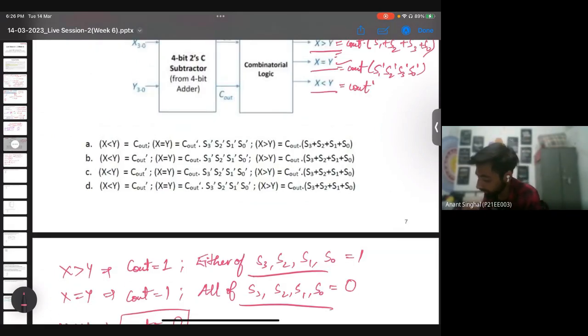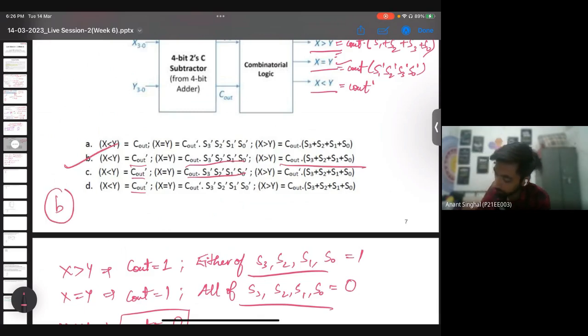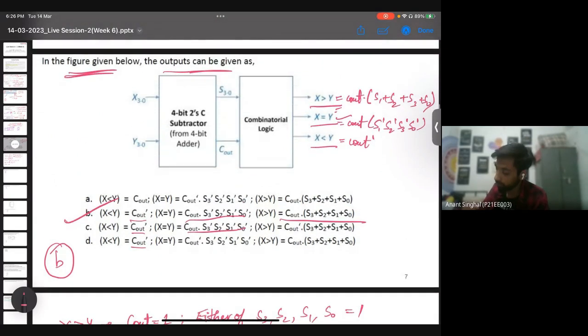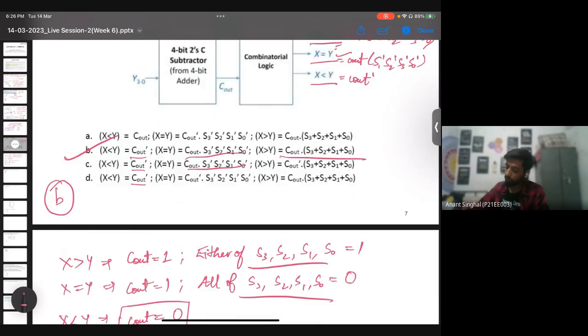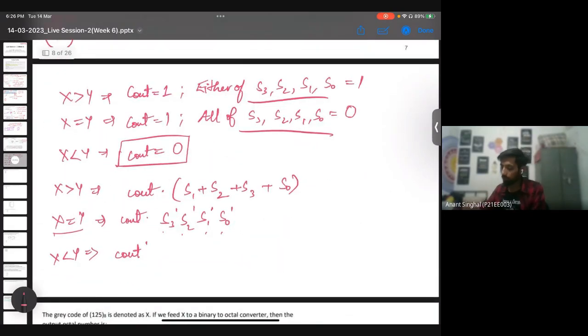So now we'll check the options. Cout bar is in these three options, then it is in these three options and this. So the correct answer to this question is option number B. You can note down the questions. The solution is here. So you can note down the solution. I'll give you 2 minutes.